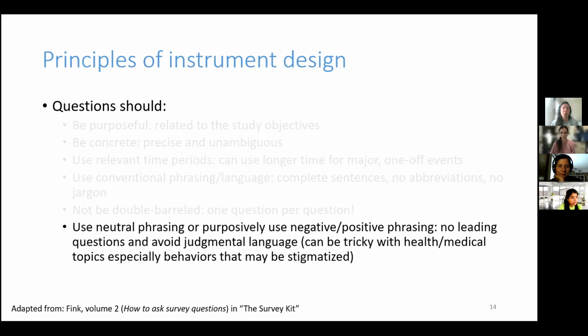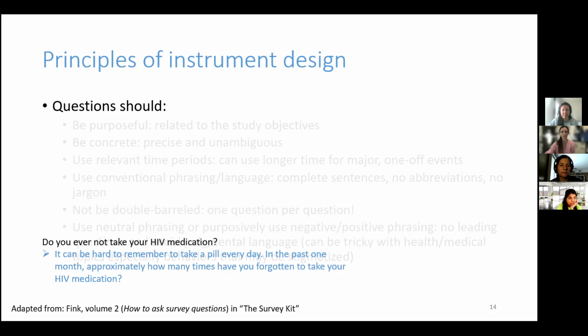And this one's hard. Ideally, you'd like to use neutral phrasing. And if you're going to use negative or positive phrasing, be really careful and purposeful when you do that. So you don't want to ask leading questions, and you want to avoid judgmental language. This can be really tricky in our field specifically, especially with behaviors that may be stigmatized. Asking about these in neutral ways can be hard. And actually, sometimes you don't want to ask about them in neutral ways. You want to use phrasing that helps the respondent feel comfortable admitting something that might be a stigmatized behavior. So this is one of those things where you need to really think about the subject matter and the responsible way to ask about it.